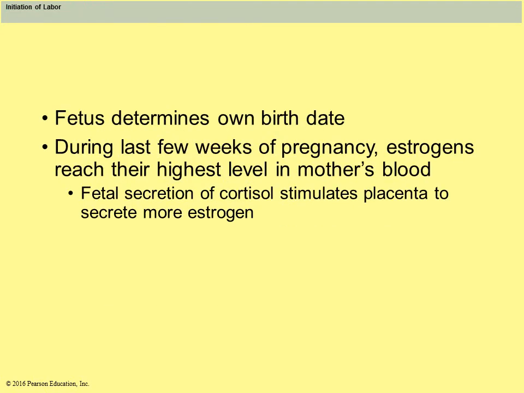We can estimate when the birth date is going to be by when the last menstrual period was, and then by measurements taken, especially late in pregnancy, of where that fundus is. However, the fetus determines when it wants to arrive. It doesn't care what anybody else wants. In the very last few weeks of the pregnancy, estrogen levels will reach their highest levels, and this is going to have an effect. Basically, the fetus also is helping to stimulate the placenta to secrete even more estrogen.